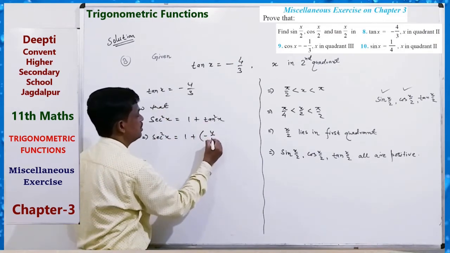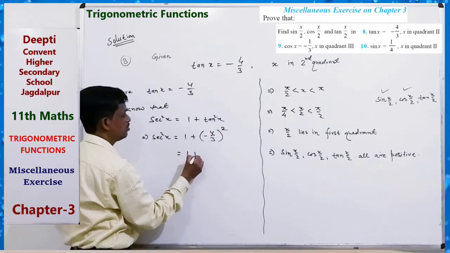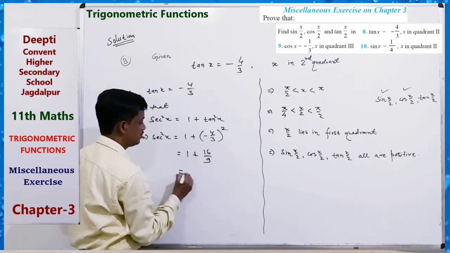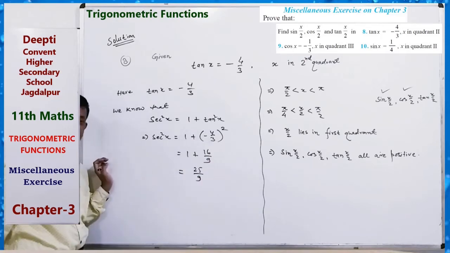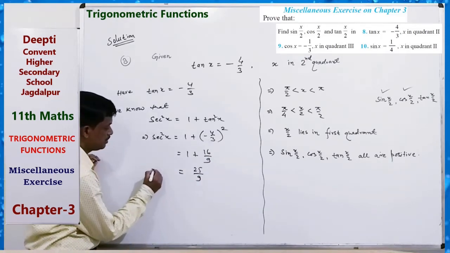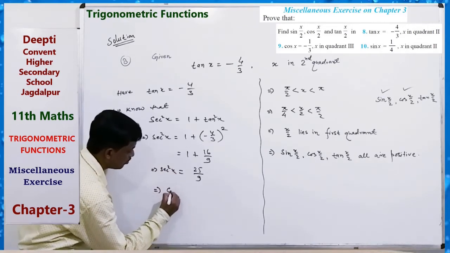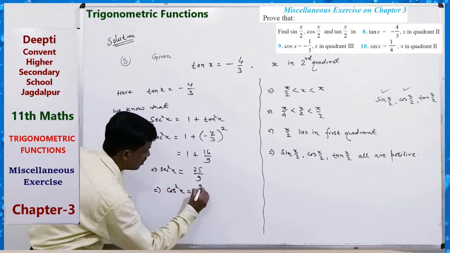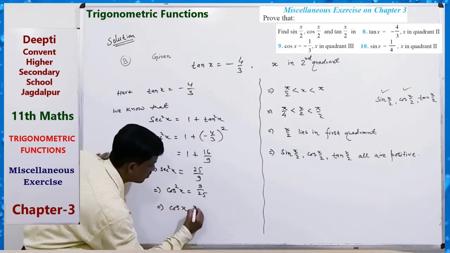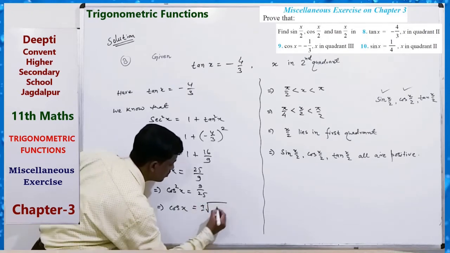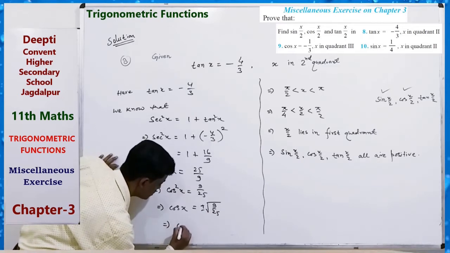So minus 4 by 3 square is equal to 1 plus 16 by 9. That is equal to 25 by 9, 16 plus 9 is 25 by 9. Sec square x equals this, which means cos square x equals 9 by 25, and cos x equals plus or minus root 9 by 25.